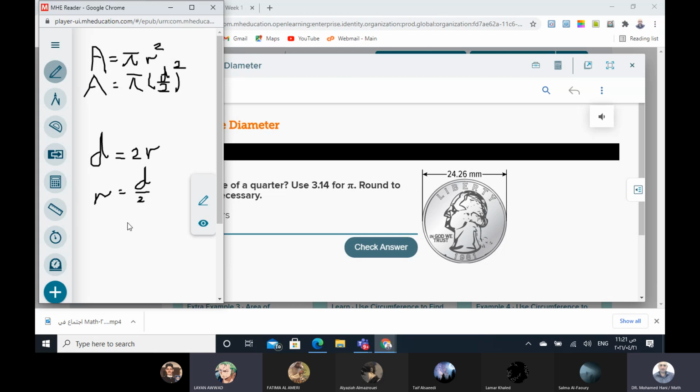Because the radius is half of the diameter, and we have squared, so if we take the 2 out, can we just do pi times diameter? Yes, you can also write here pi times one half d, squared. The same idea here. Okay?